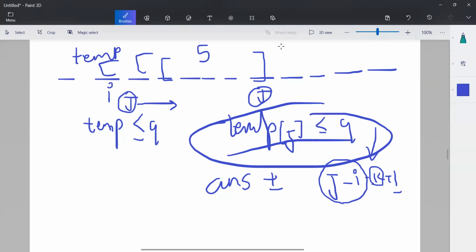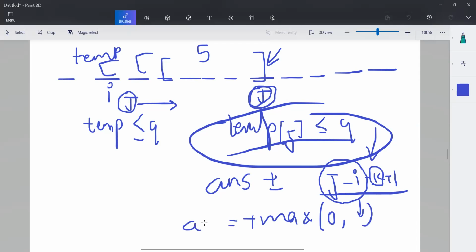So basically I'm trying to find, for each J, what the possible options are for starting a vacation if I want to end my current vacation at J. And since this number can turn out to be negative, I'll add the maximum of 0 and this value to my answer. Is this clear?